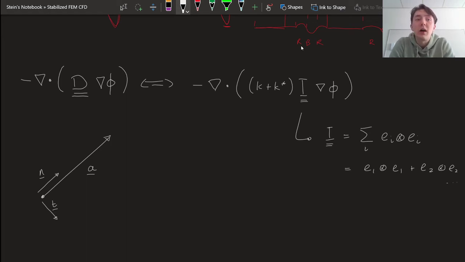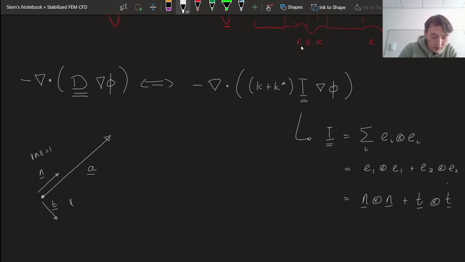And here the e's are our natural basis, but you could use any orthonormal basis, and this would produce this identity tensor. So in this reference frame, I might also write I as my normal tensor product normal plus tangential tensor product tangential, right? So that's the reference frame that I'm using right now. But I'm assuming that my normal and my tangential vectors all have a magnitude of 1, right? So the norm of n is going to be 1, and also the norm of t is going to be equal to 1.